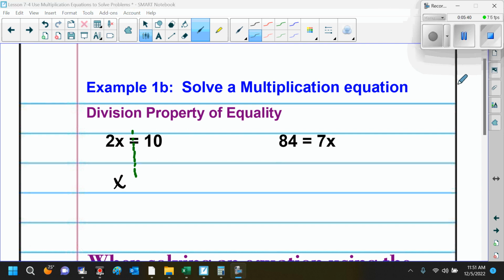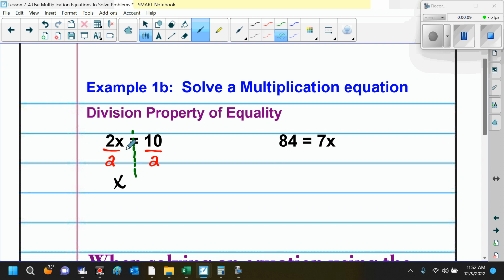Let me say that. What times x equals x? 1, right? So rather than making this equal to a 0, we want it to be equal to 1. So how do I make 2 equal to 1? Divide by 2. Very good. So we're going to divide by 2 on this side, and we're going to divide by 2 on this side.